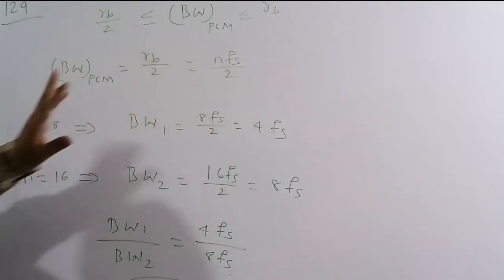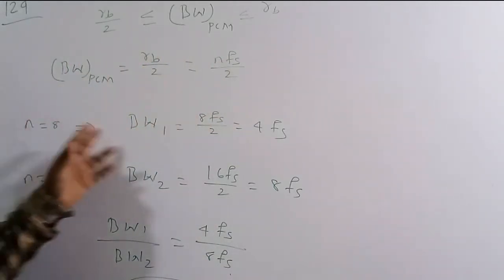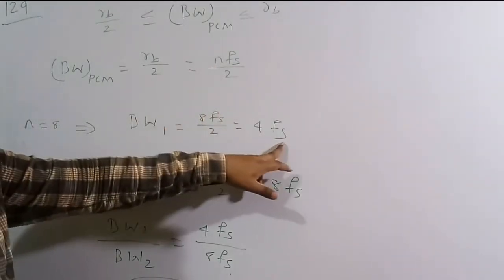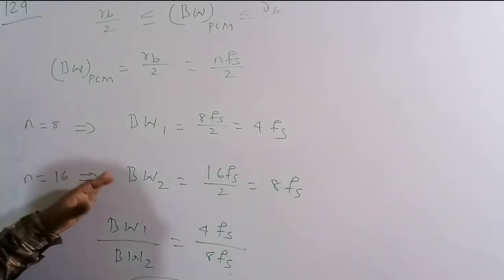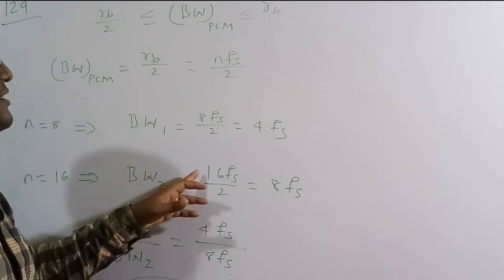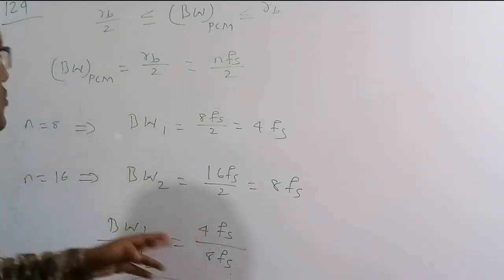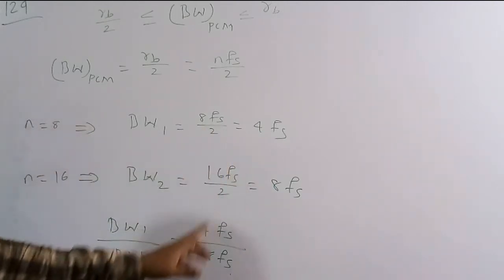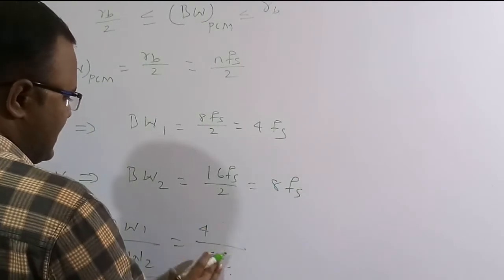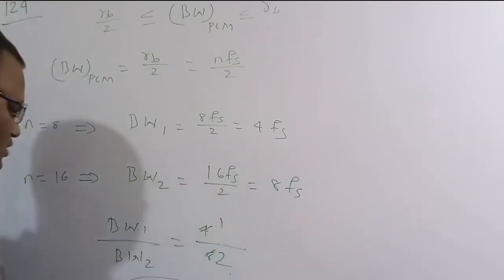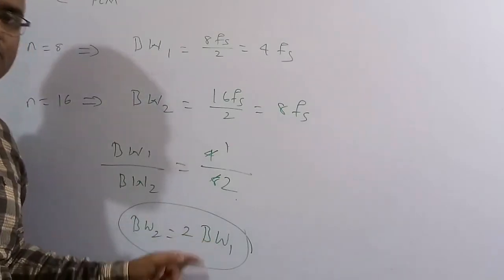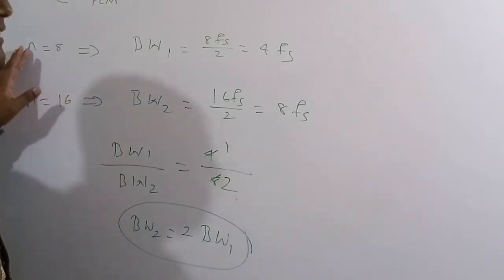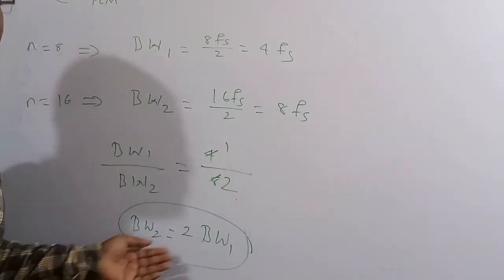So bitrate by 2. So here when n is equal to 8, let me assume the bandwidth is BW1, which is 8 Fs by 2, which is 4 Fs. And similarly when n is equal to 16, this is the bandwidth 2, in place of n substitute 16. So 16 Fs by 2 is equal to 8 Fs. So now I am going to do the division of these two things. So therefore bandwidth 1 by bandwidth 2 is equal to 4 Fs by 8 Fs. So Fs is going to get cancelled. So 4 1s are 4, 4 2s are 8. So therefore the bandwidth 2 is equal to twice the bandwidth 1. So therefore we can say that the bandwidth is increased by 2 times. So here if n is increased from 8 to 16, the bandwidth also increased by 2 times.